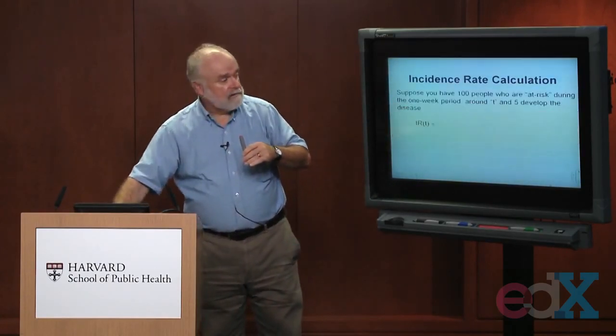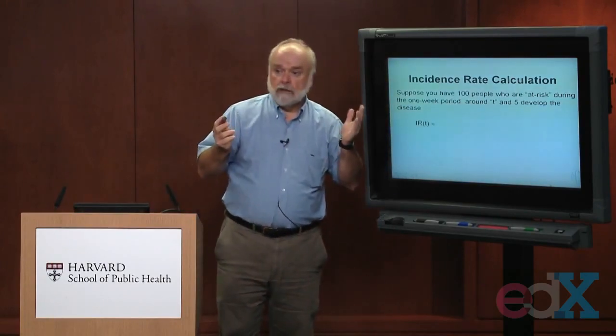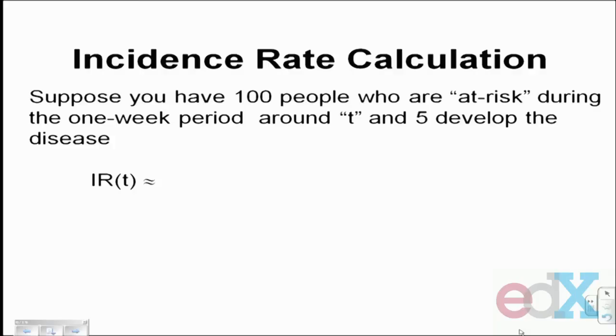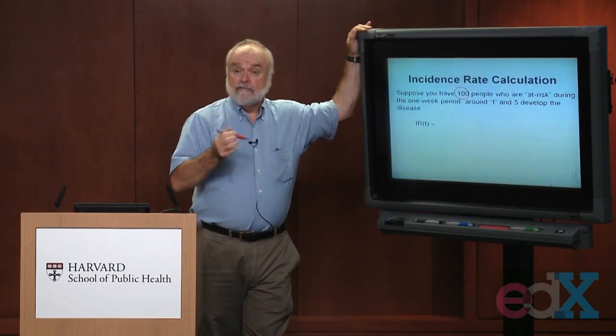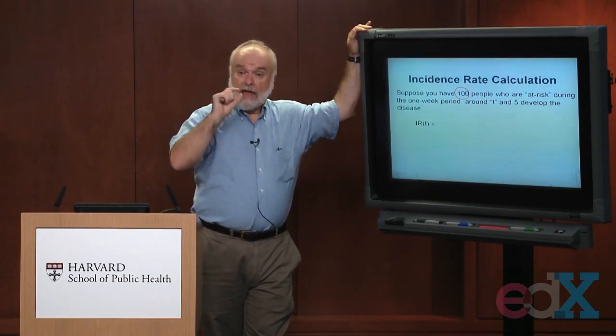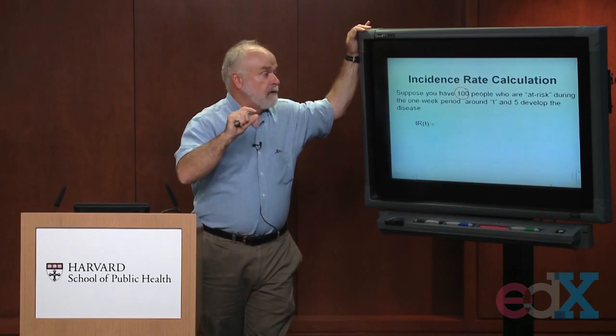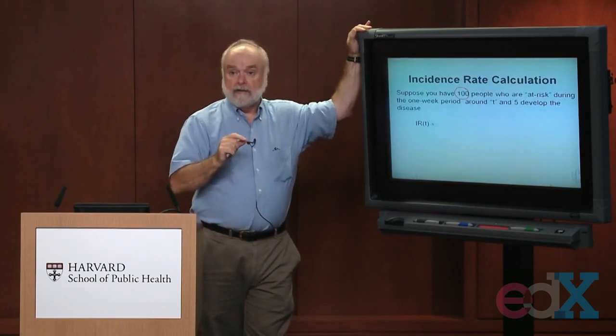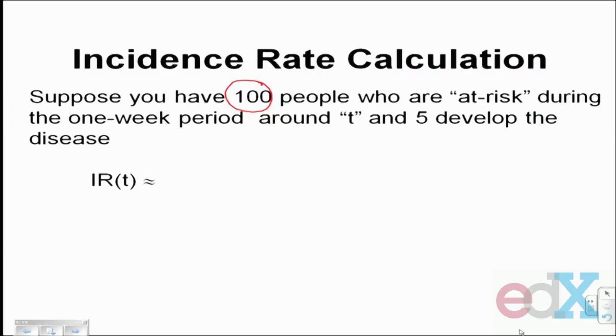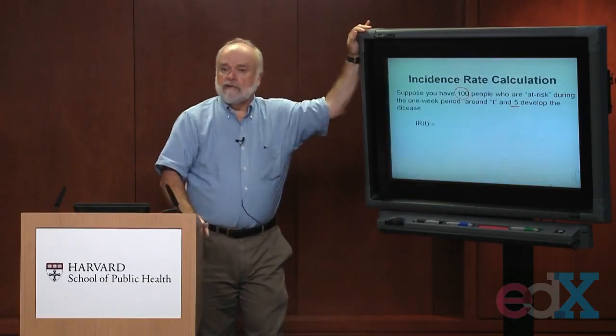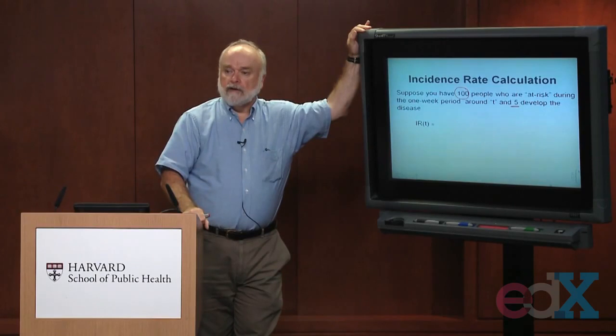Well, the reason is the following. Let's suppose you had 100 people who were at risk of developing disease around a time t, say the 1 week period around t. They're the population at risk for developing disease at that particular point in time t. And let's suppose 5 people develop the disease. What's the value for the incidence rate at that particular point in time?